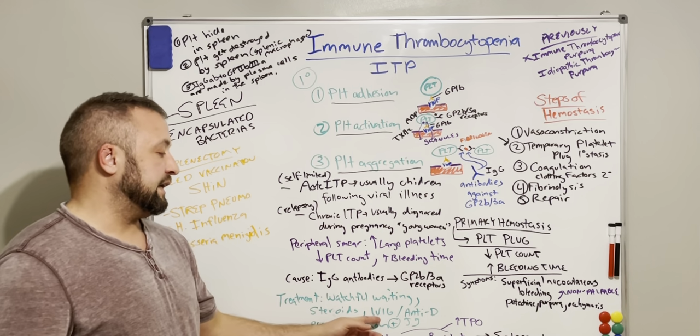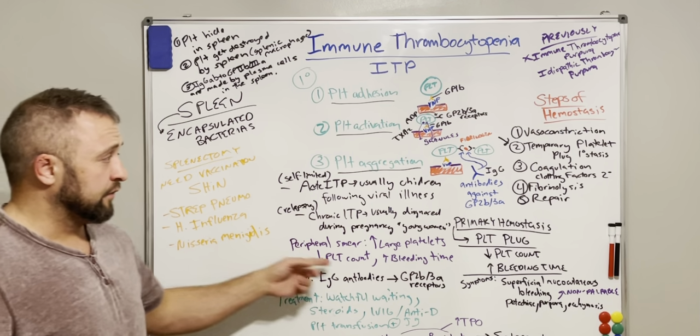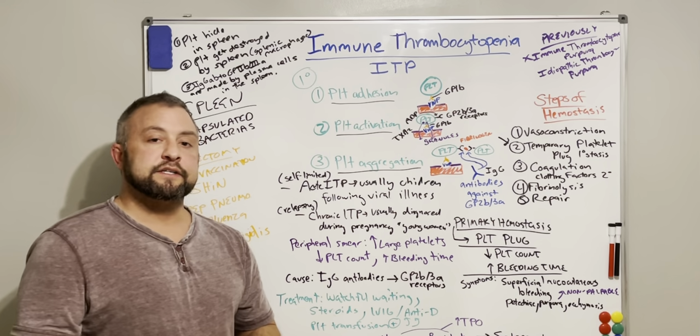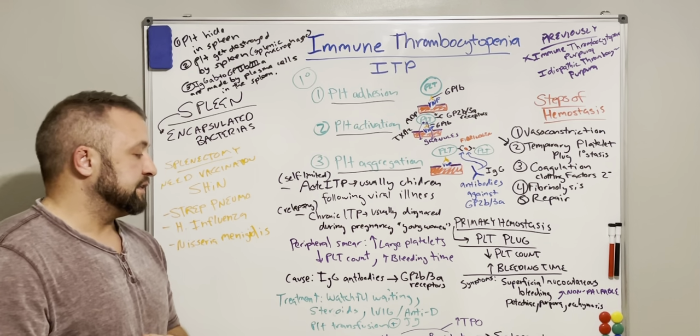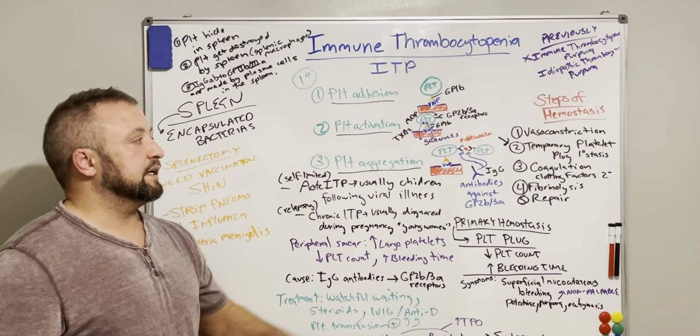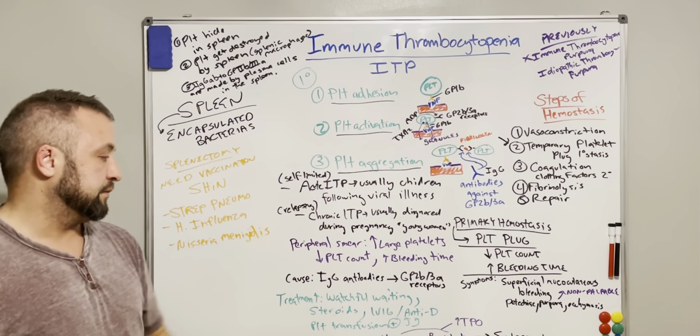Another thing they can do is give IVIG, which is another immunoglobulin G. And why would you do that? Well, if your body's macrophages are busy fighting with another G to attack it, they have less time to attack your platelets, so that can help them to rise up.